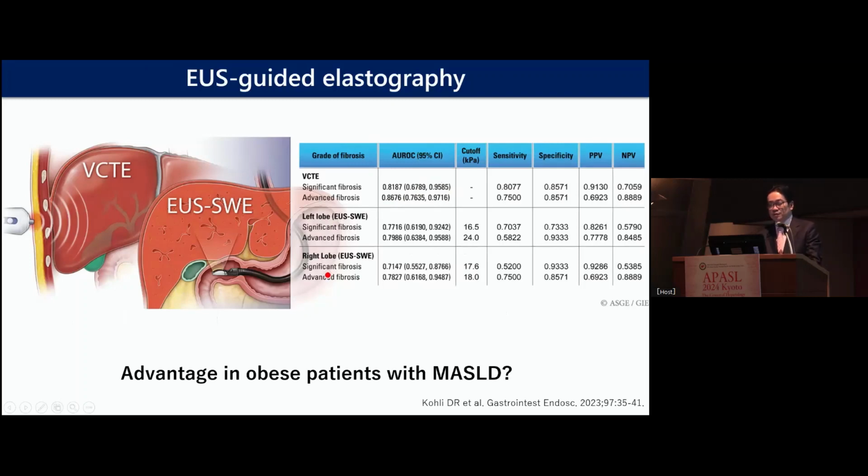This is a comparison of the percutaneous VCTE technique and EUS-guided shear wave elastography. Overall, percutaneous elastography is still better than EUS-guided shear wave elastography, but they mentioned that in obese patients it's difficult to measure liver stiffness percutaneously. So they recommend EUS-guided elastography in those patients who are obese and have muscle disease.